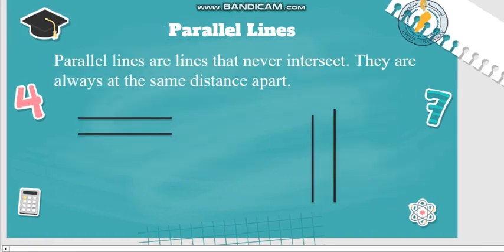Now concerning the parallel lines. Parallel lines are lines that never intersect. They are always at the same distance apart. As you see here, we have two lines that do not intersect at all. They have the same distance. Here the distance here is the same as the distance here. So I call them parallel lines. Also here we have two vertical parallel lines.